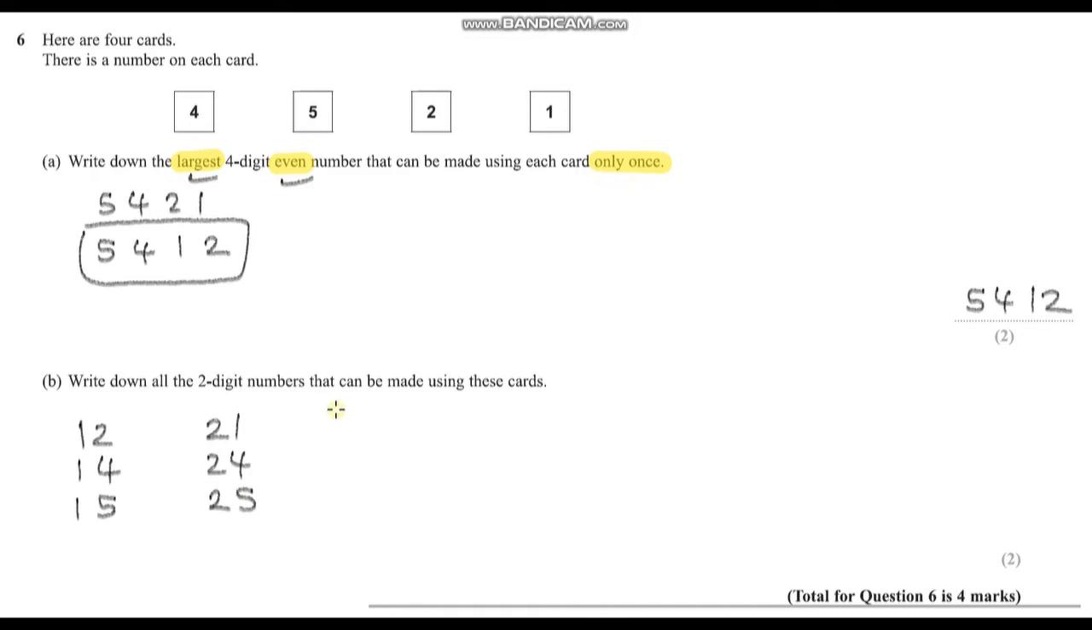Now let's move on to the 40s. So we can use 41, we can use 42, and we can use 45. And then finally, let's move on to the 50s. We can use 51, 52, and 54. So there are 12 answers in total. So all of these ones here.